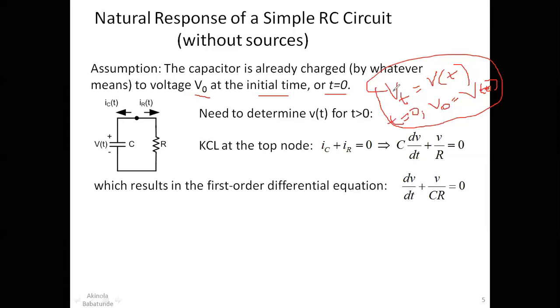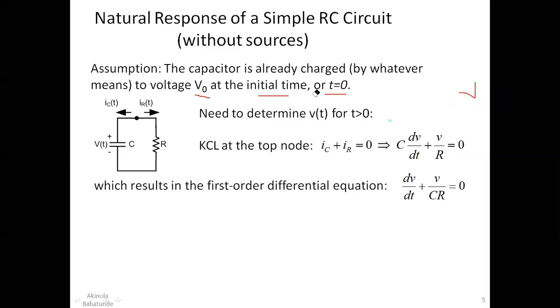If you look at this circuit, we need to determine V of t for t greater than 0. We already said that at t equal to 0, we have V0. Now, when t is greater than 0, what is going to be our V of t? What you want to do is identify a node at this point, because we have a capacitor here and a resistor here. So you want to create a node where you connect the two of them, with plus here and negative here.